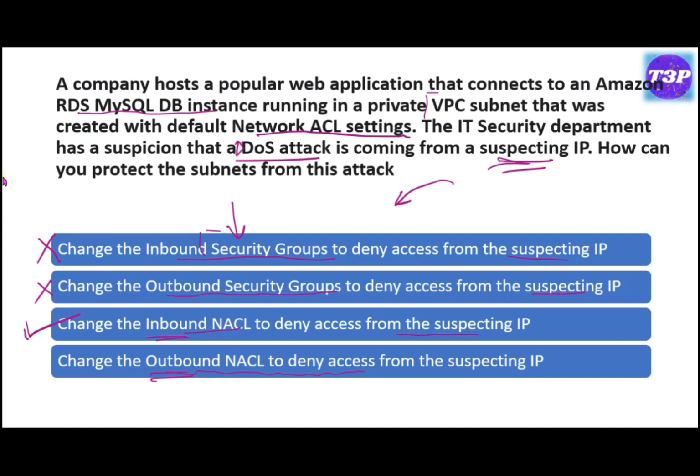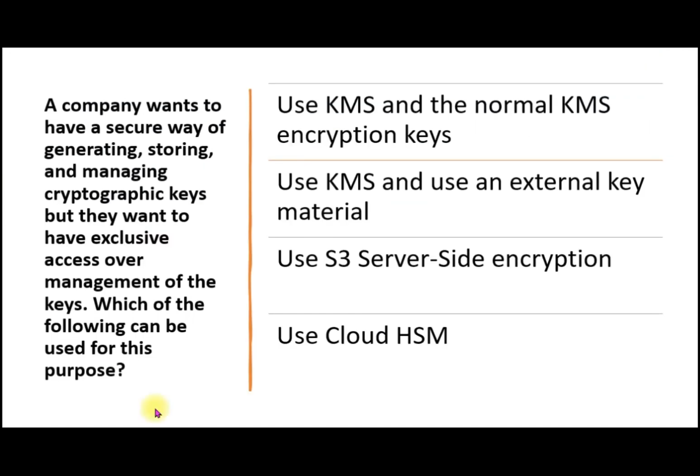So in this case, we will go with changing the inbound NACL to deny access from the suspicious IP. So this will be our correct choice, and the other will not, because there is nothing related to outbound NACL for this one. So our answer will be option 3. Let's talk about the next question now. Let's talk about this question.